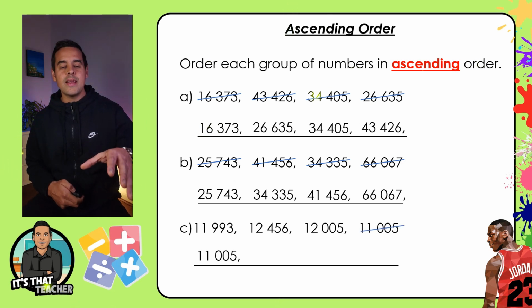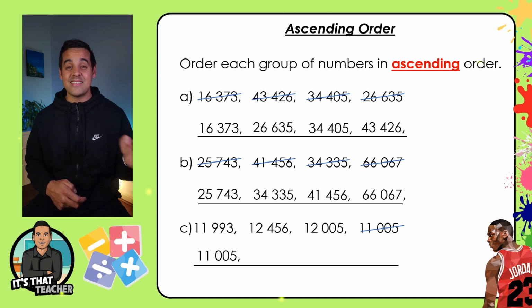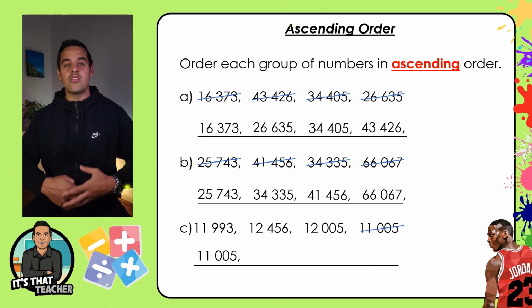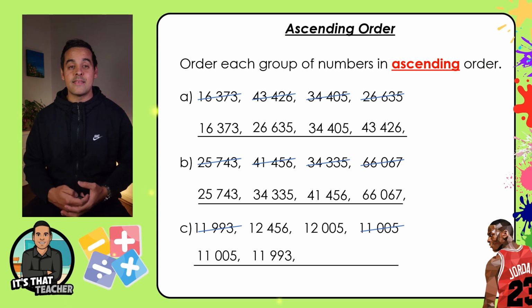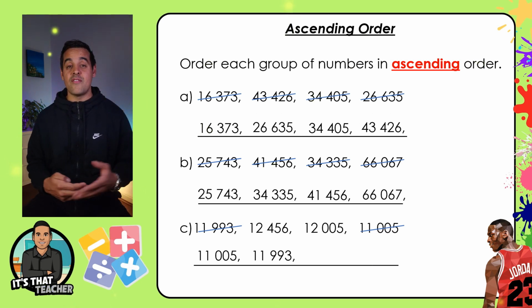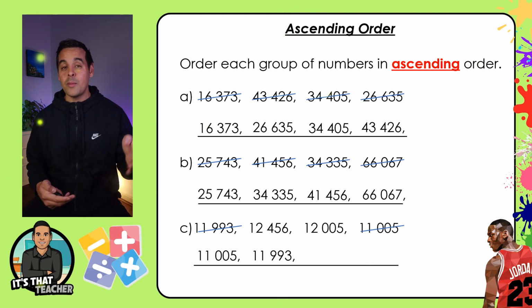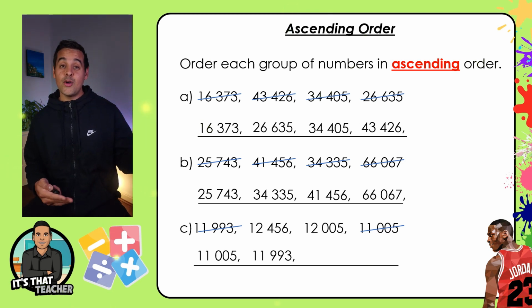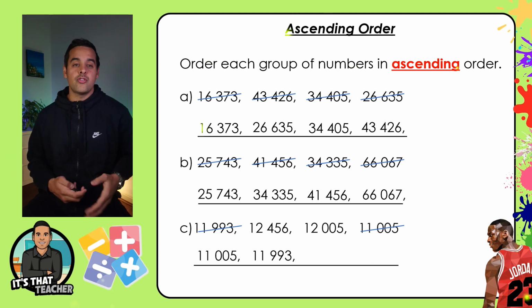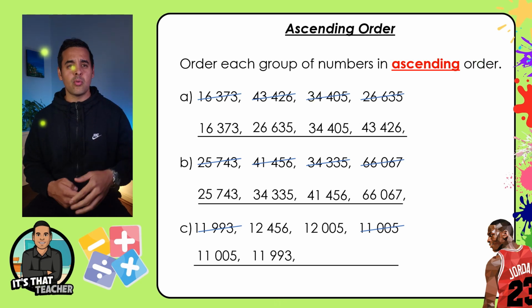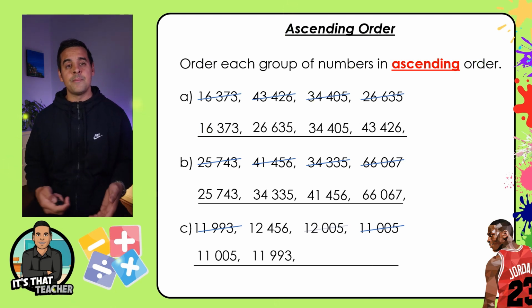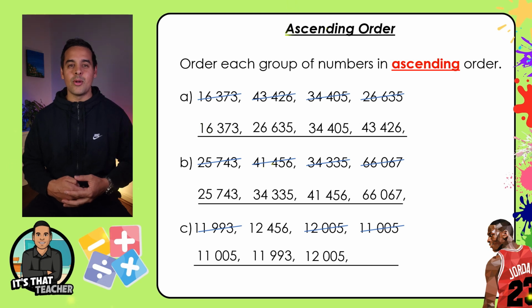Now, the next three numbers, you have one with 11,000 and the other remaining two are in the 12,000. So we already know that 11,993 would be next. Finally, we're left with two numbers starting with 12,000. So the place value in the tens of thousands column would be 12,000. So we need to go to the next place, the hundreds column. So we've got 5, so 12,005 or 12,456. We know that 5 is the next smallest number.